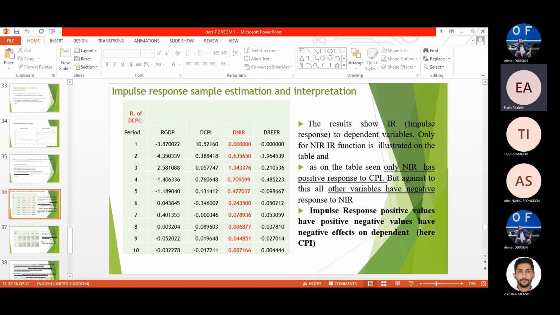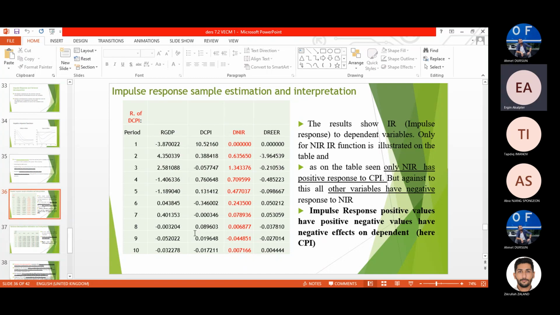And as seen on the table, for the red colored variable, the nominal interest rate has a positive response to the CPI, the consumer price index. And as you see, the other variables have negative values, and they are negatively affecting and responding to the nominal interest rate.